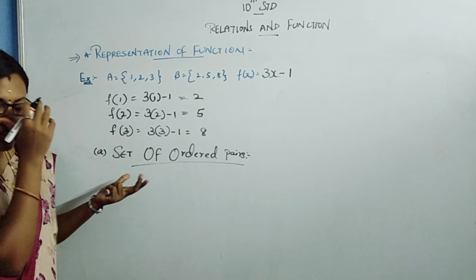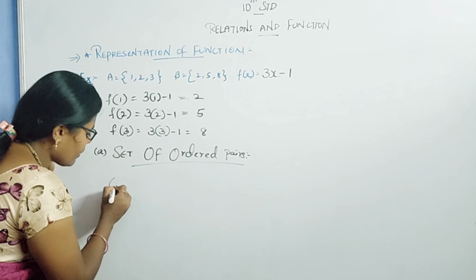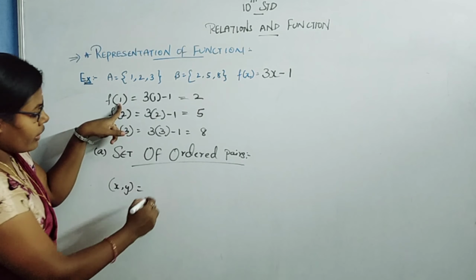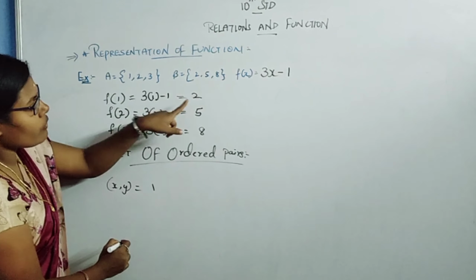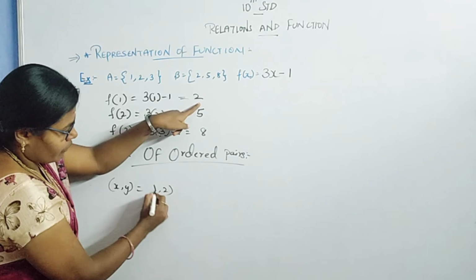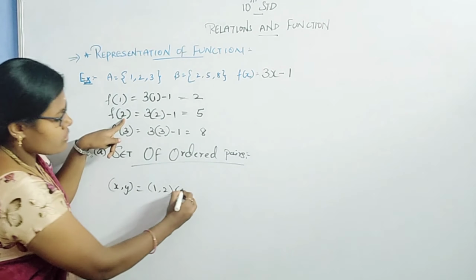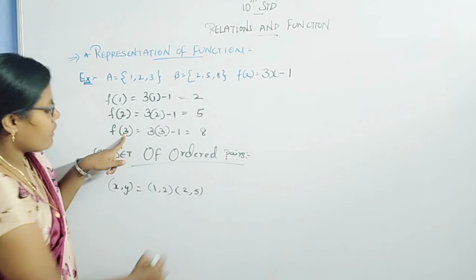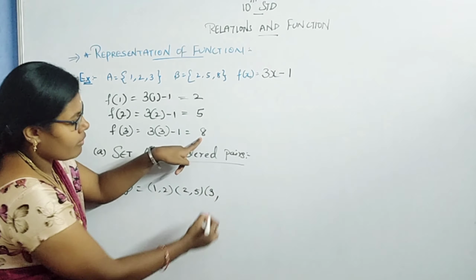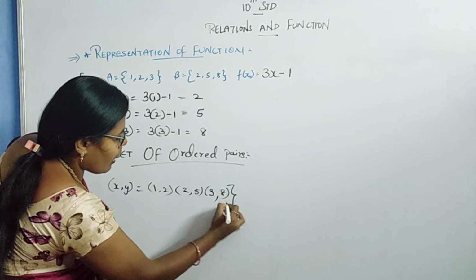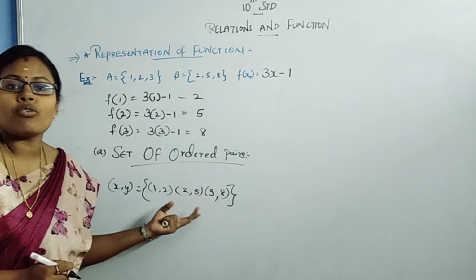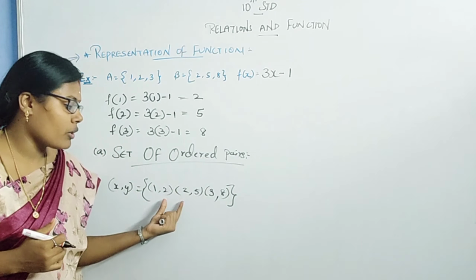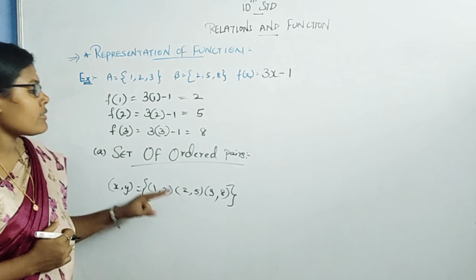So how will you represent? Very simple. You have to represent in the form of (x, y). So what is your x value here? 1. When x is 1, what is your f of x value? It's 2. Okay. Then when it is 2, the f of x is 5. Then when it is 3, the f of x is 8. So this is how you'll show the function in set of ordered pairs form.